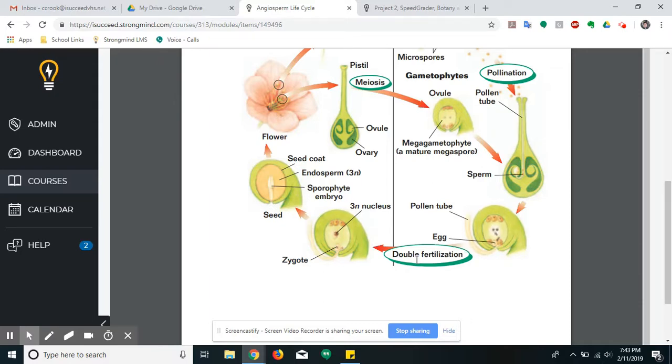Once this fertilization occurs, it is now a zygote, and it is now diploid, and it'll go through and make the seed, endosperm, sporophyte, embryo, and go on to grow and make the flower and continue that life cycle. Okay.